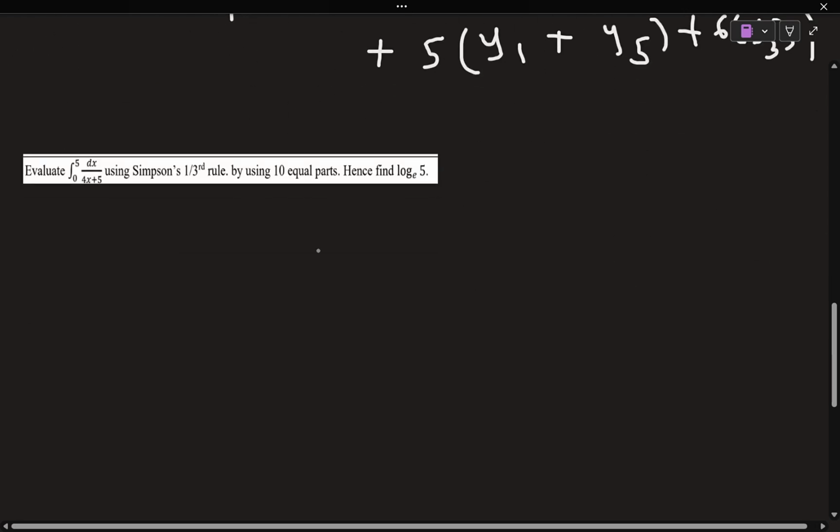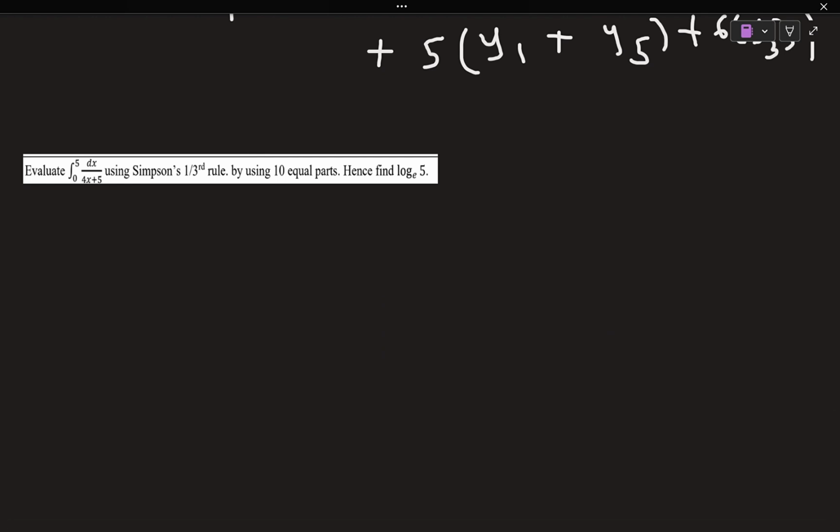Okay, now let's do the question. It's about the 1/3 rule. Here they have given us the integral from 0 to 5 of dx by 4x plus 5. Now they have asked us, using Simpson's 1/3 rule, to find log 5. They have given the value of n here, which is 10 equal parts. As I said, here they haven't given me any table, so I have to find the values of x and y on my own. Basically we need to divide it into 10 equal parts, so my n will become 10.